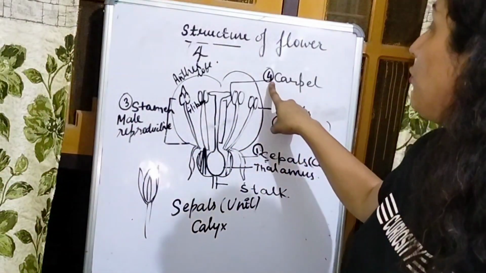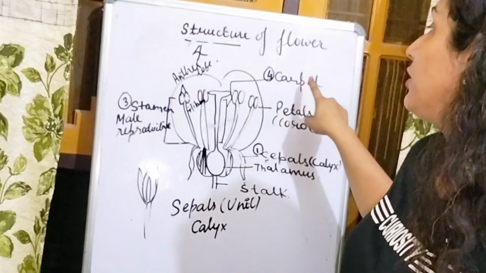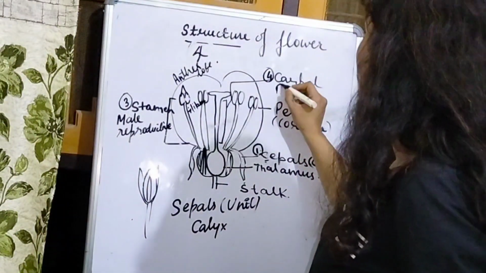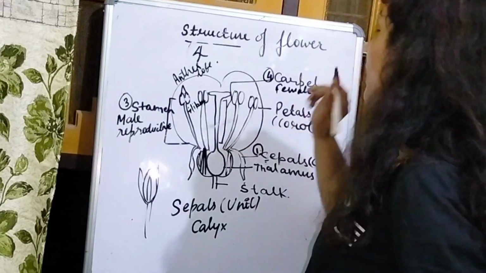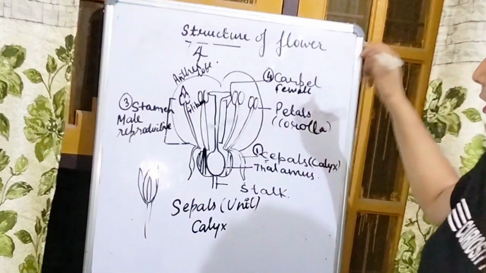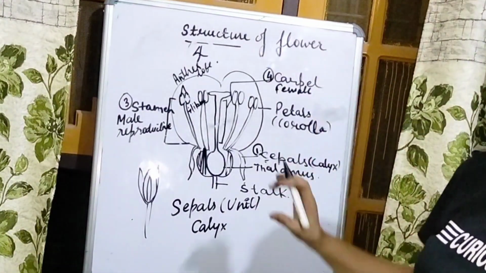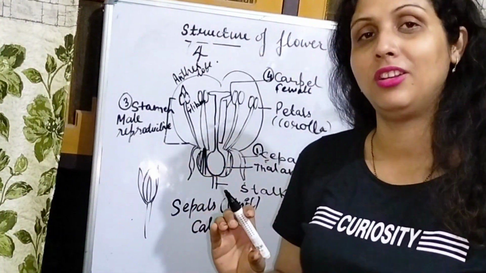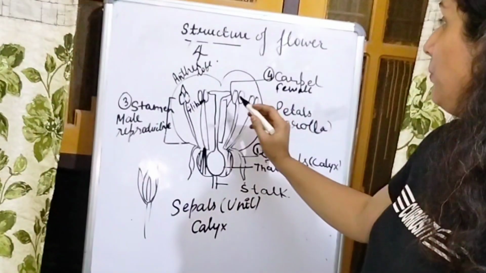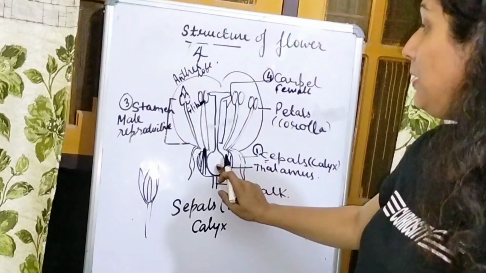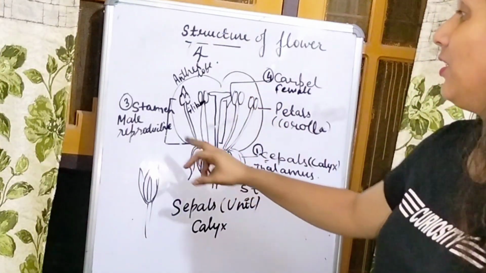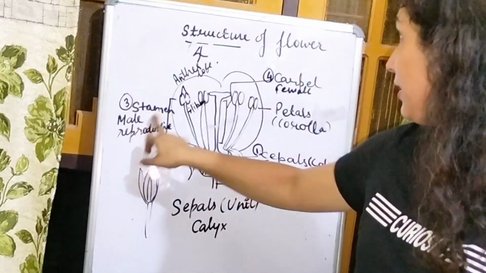Now, we are moving to the fourth important part. That fourth important part is the carpel, and this carpel is the female reproductive part of the flower. The collection of carpels is called pistil. Now, the carpel is made up of three parts. So, let me erase, and we will discuss stamen and carpel in detail.